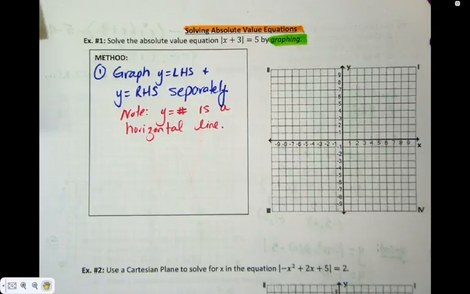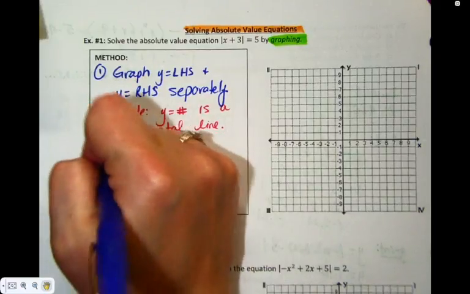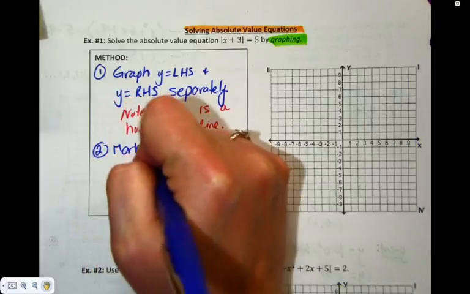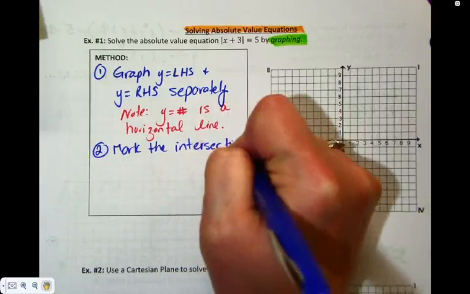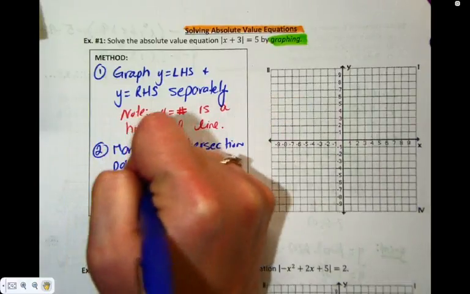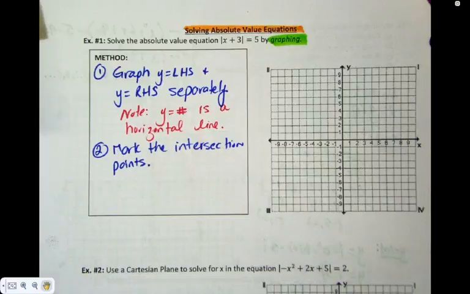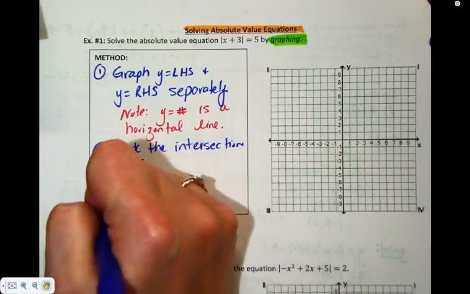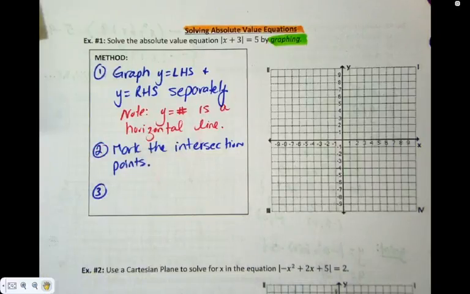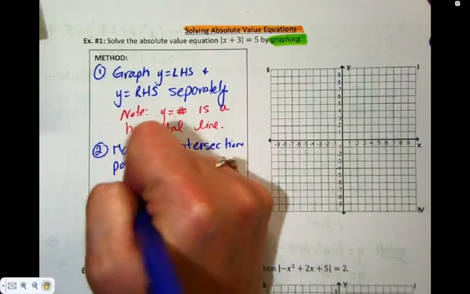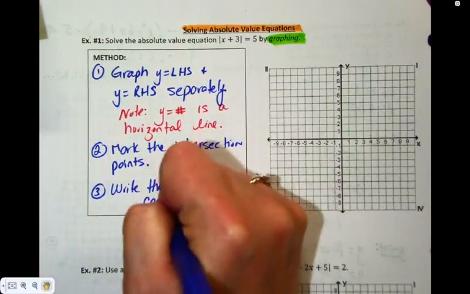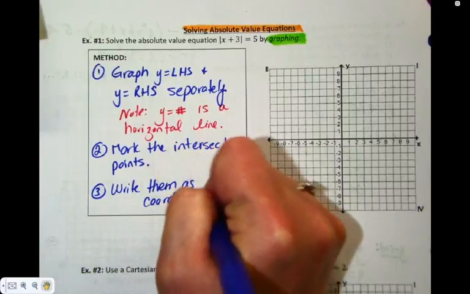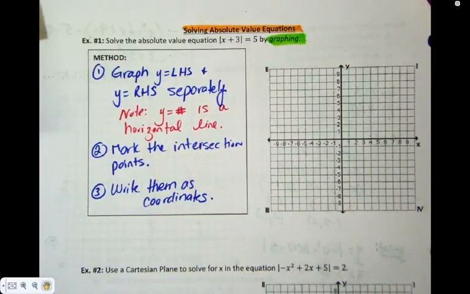Step number 2, mark the intersection points. Mark the intersection points. And step 3, just write them as coordinates. Write them as coordinates.